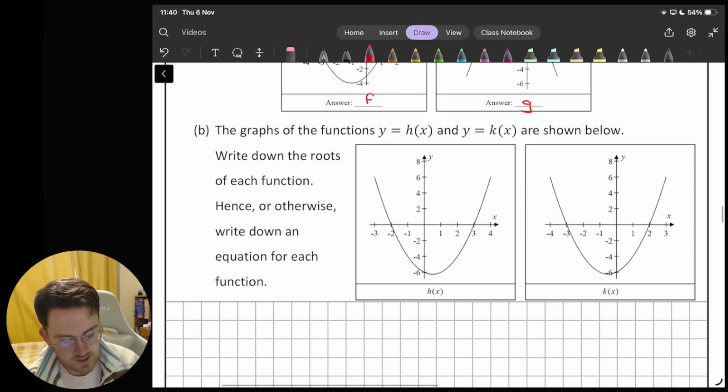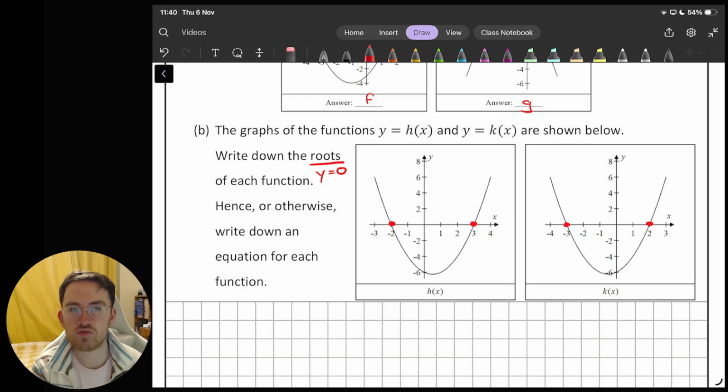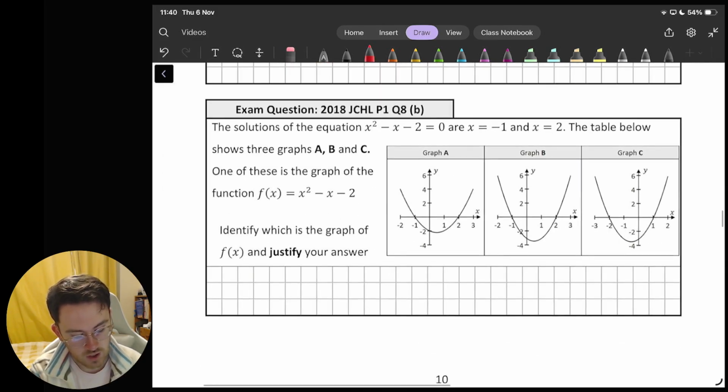This second part asks us to identify the roots of the function. We should hopefully remember that the roots are where y equals 0, so these 2 points here. For each of those relevant functions, remember that the roots are the solutions to the quadratic equation as well. There is a second part there, but I'm not going to worry about that one.